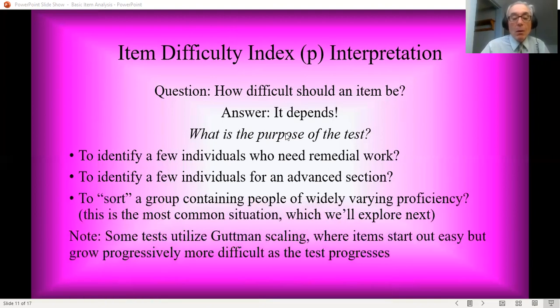So, okay. Oh, important point here. You'll see this from time to time with tests that we're studying or using as examples. There's a kind of scaling known as Guttman scaling, named for Guttman, where intentionally you start with items that basically almost everyone's going to get right, and you make them become progressively more difficult as you work your way through the test, till you reach ones that virtually no one gets right. That's a special case, and some of the implications are a little different.